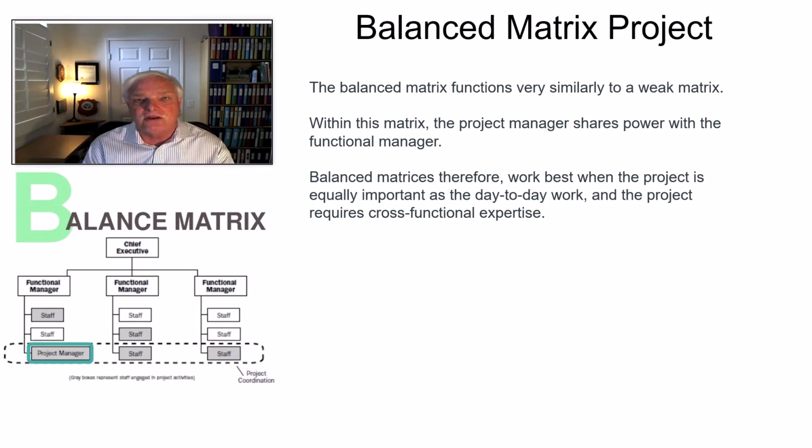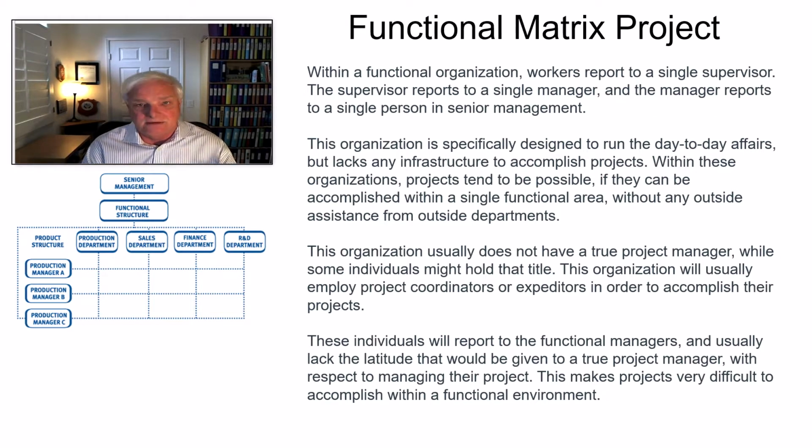So there's a functional manager and there's the project manager, and you're going to be sharing that power. You don't have total autonomy over what happens. Balanced matrices therefore work best when the project is equally important as the day-to-day work within the enterprise, and that the project requires cross-functional expertise. That means you have to have people with different disciplines that are assigned to you or blended into you to report to you so that you can accomplish or complete the activities that you've got required on a day-to-day or within a module type of environment.